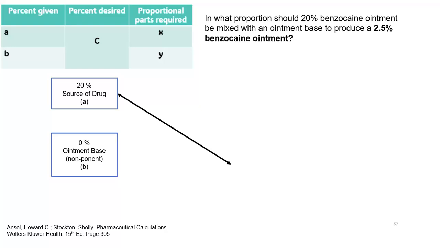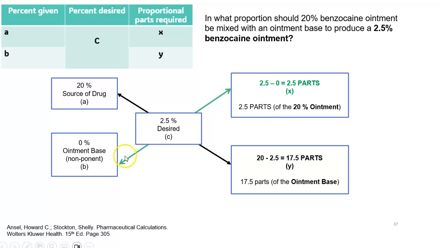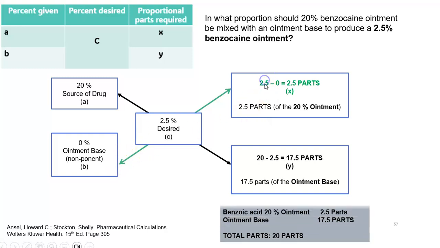The 20% at the top is A, what is given. The 0% is B, what's given, the ointment base, the stock ointment. Now, the desired is 2.5. That is C. So we are duplicating this table, the theoretical columns, so this is column 1, column 2. And so we subtract across. Let me put in all the arrows. There we go.